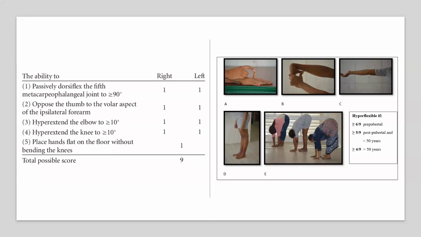So yeah, if you can quickly calculate your score, and then we'll do the poll. And the next part of the poll is going to be whether you are hypermobile, yes or no. So to be hypermobile, you need to have a score of more than 6 if you are prepubertal, so that excludes most of our audience. If you are postpubertal but less than 50 years old, your score has to be 5 or more to be positive. And if you are older than 50 years, you only need a score of 4 or more. And as I said, this is because mobility decreases with age.